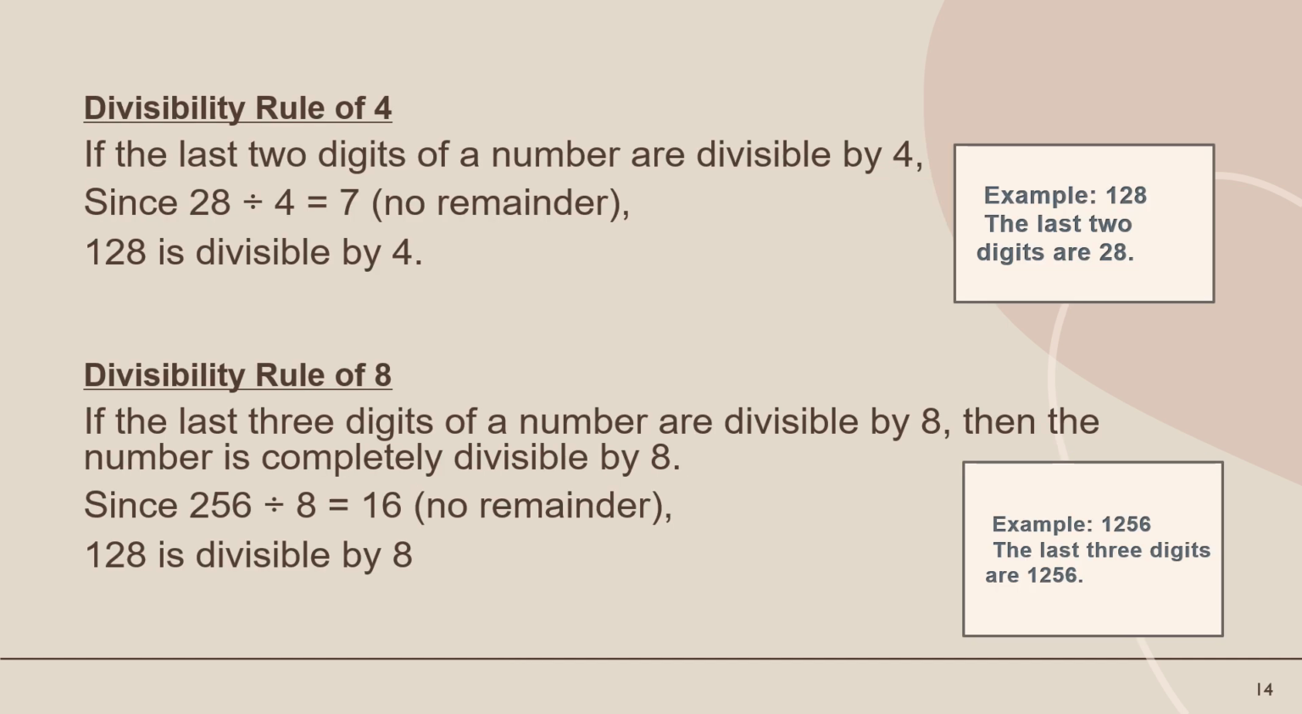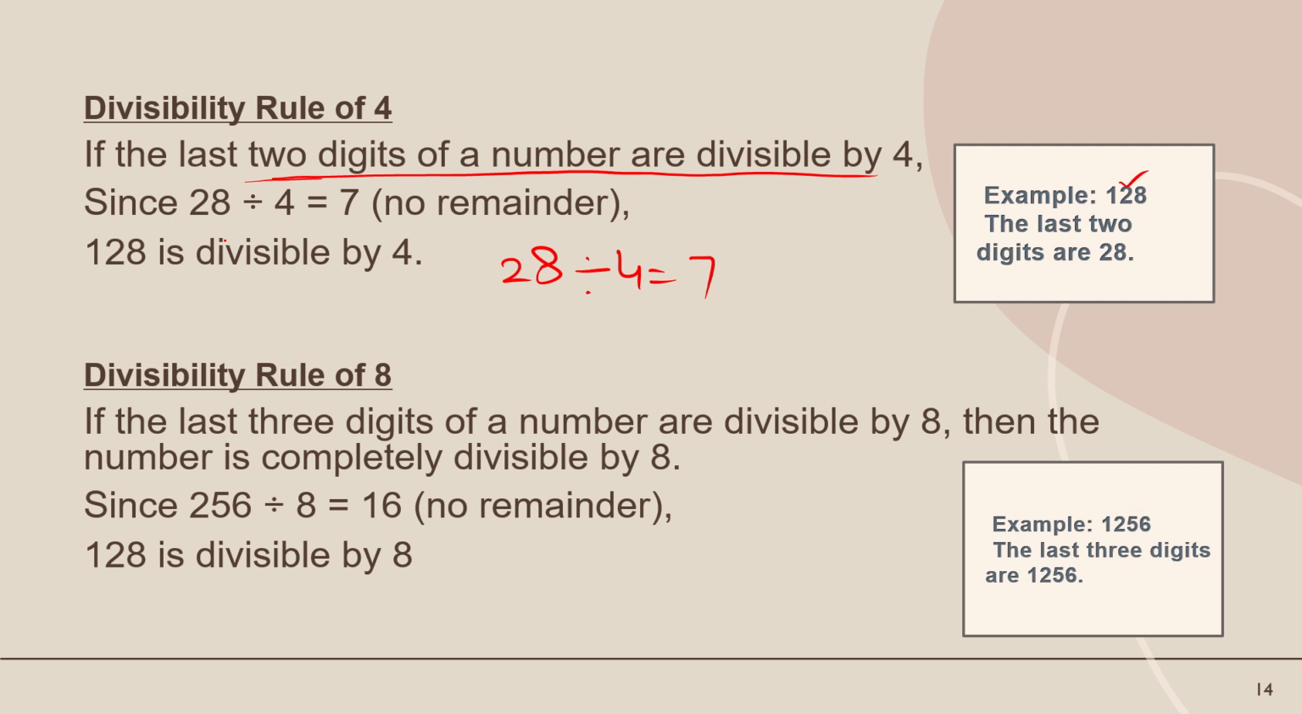Now what are the divisibility rules for 4 and 8? If the last two digits are divisible by 4, then the number is divisible by 4. For example, we have the number 128. The last two digits are 28, and 28 is completely divisible by 4.